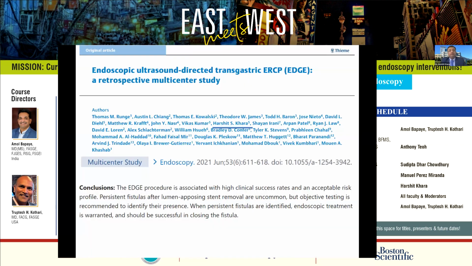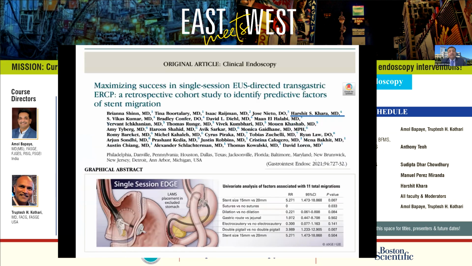So we have shown the feasibility of EDGE procedure with various multi-center studies where there is a high clinical and technical success rate with an acceptable complication rate. And this could easily and safely be performed as a single session procedure as well. So again, multi-center outcomes where we were able to participate and show that doing a single session EDGE was technically feasible and safe. And here is where the difference shows us using a 15 versus a 20 millimeter stent.